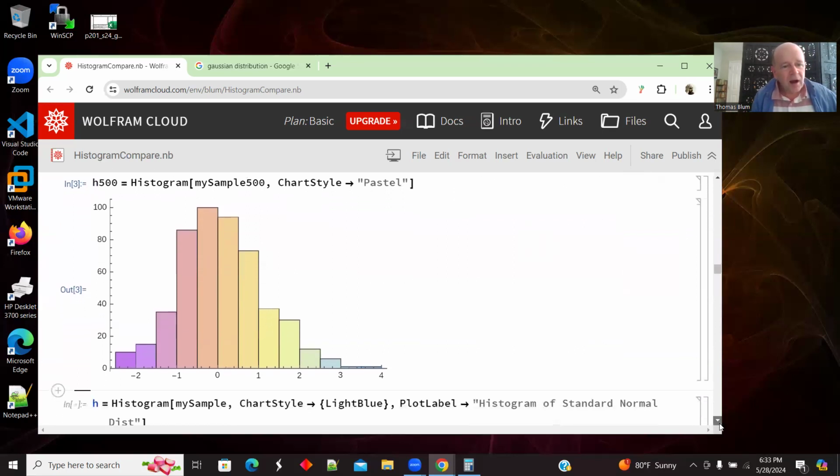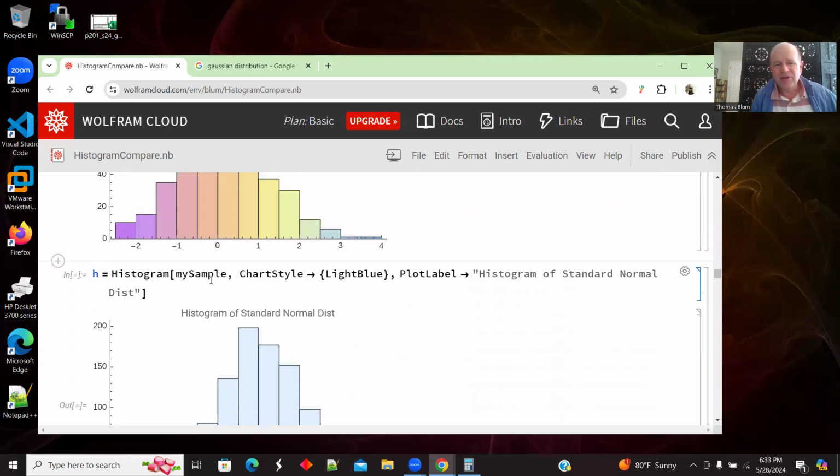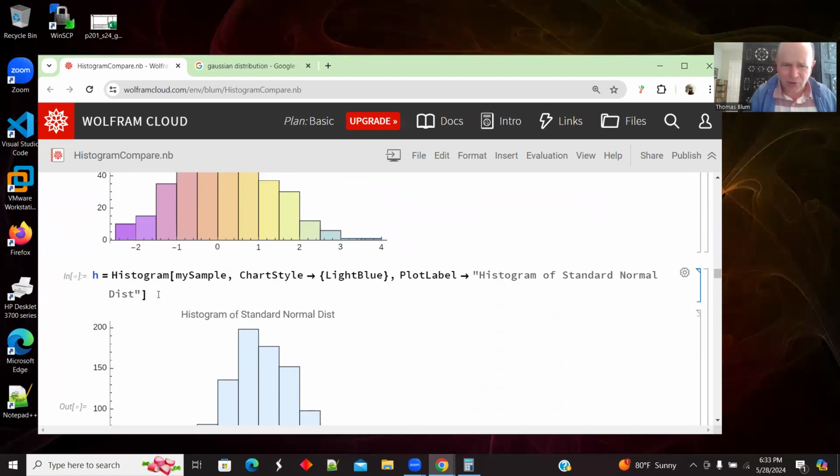Okay. I'm going to make another histogram, this time of my sample. So that's 1,000. I'm going to make it light blue. And this one I'm going to give a title, a plot label. So just showing you little things you can do. You can title your histograms. You can label axes if you want. What I'm pulling is just numbers, so it's understood that for a normal histogram the y-axis is the frequency, so I don't necessarily see any reason to name it.